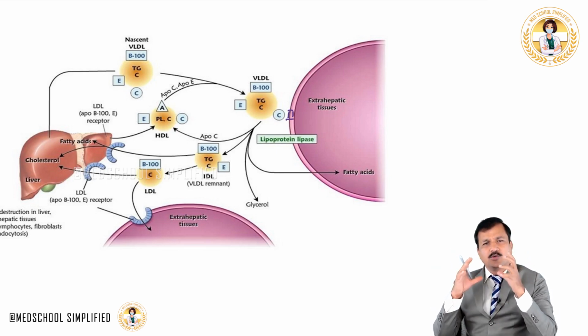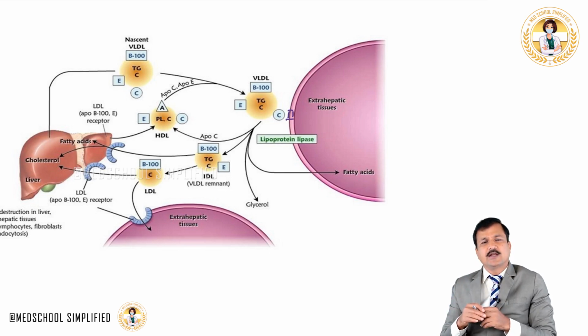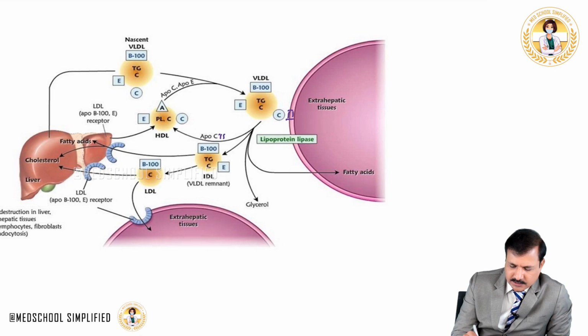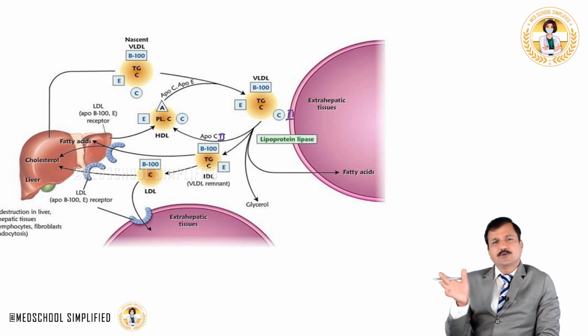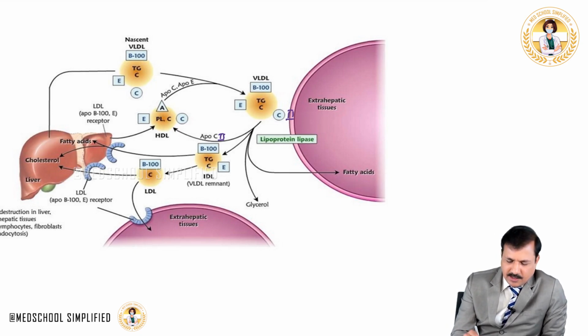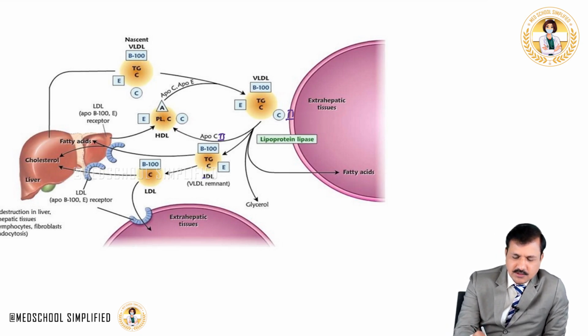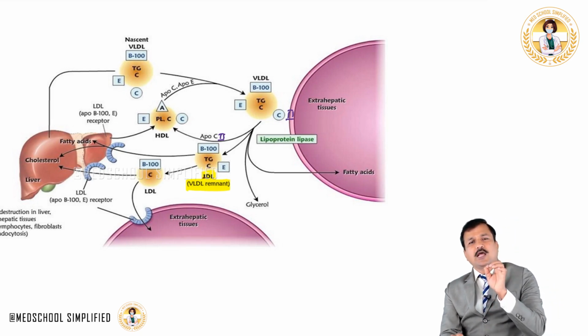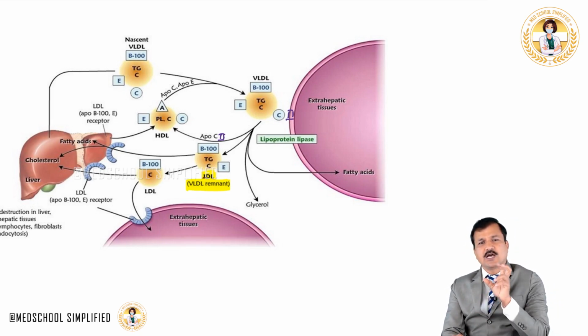As more and more triacylglycerol of VLDL is degraded, at some point Apo C-II will go back to HDL. Whenever Apo C-II goes back to the HDL, at that time we refer to the remaining molecule as IDL. So the IDL is the remnant of VLDL. That's what I have written here in the bracket. IDL is the VLDL remnant, and IDL does not have Apo C-II. IDL just has Apo B-100 and Apo E.